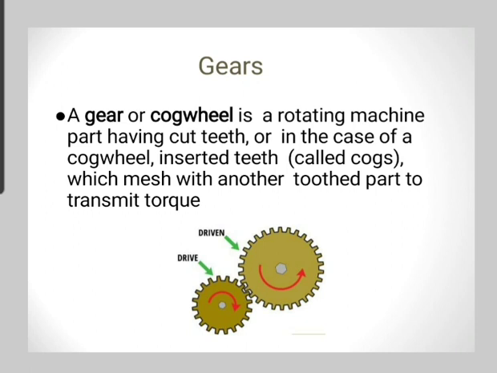So what is a gear? The gear or cogwheel is a rotating machine part having cut teeth, or in the case of a cogwheel, inserted teeth called cogs, which mesh with another toothed part to transmit torque. It is a rotating circular machine part having cut teeth, or in the case of a cogwheel or gear wheel.